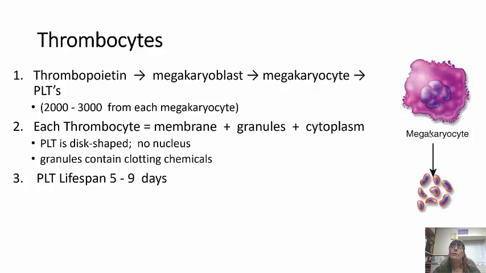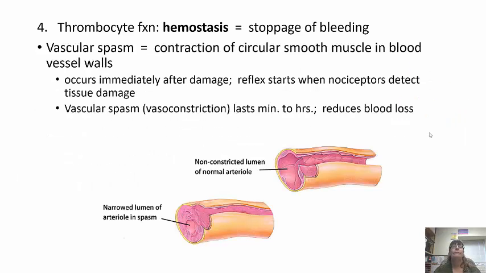They have clotting chemicals, though, very importantly. So platelets act in blood clotting. Their lifespan is about 5 to 9 days. So the function is hemostasis, so we want to stop the bleeding. The first thing that will happen when you get a cut or a tear is a vascular spasm. And that's basically the walls are vasoconstricting. So it's going to contract the circular muscle and it's going to basically stop blood loss. So this happens right after the damage.